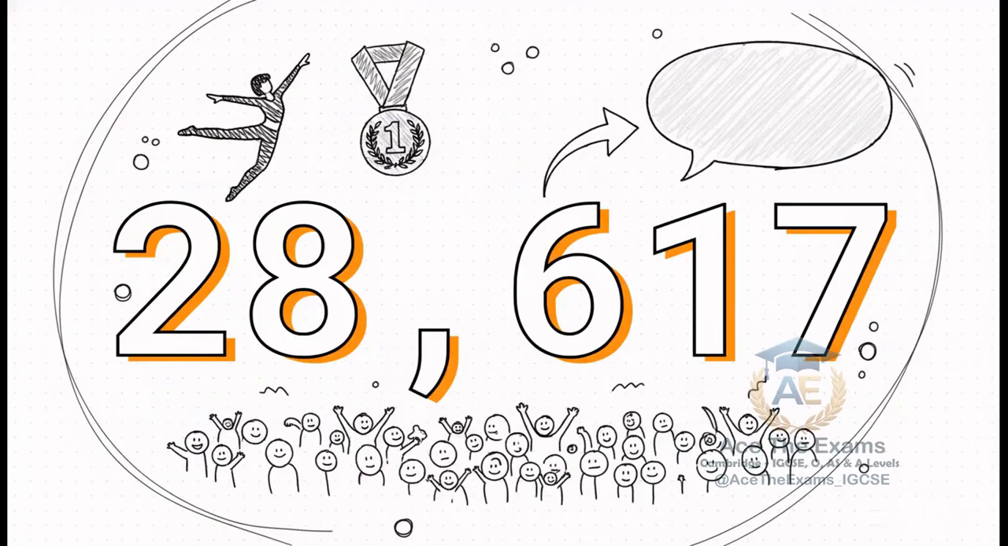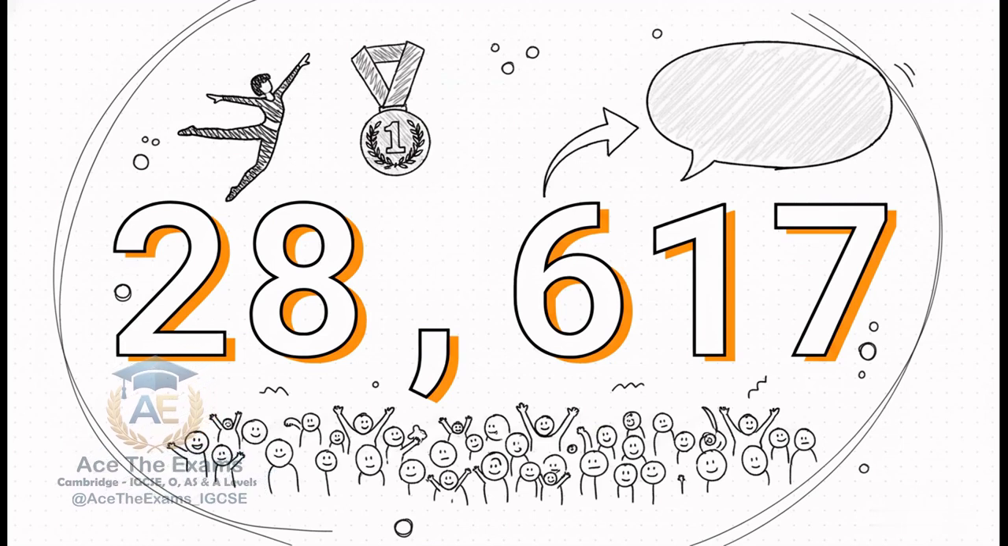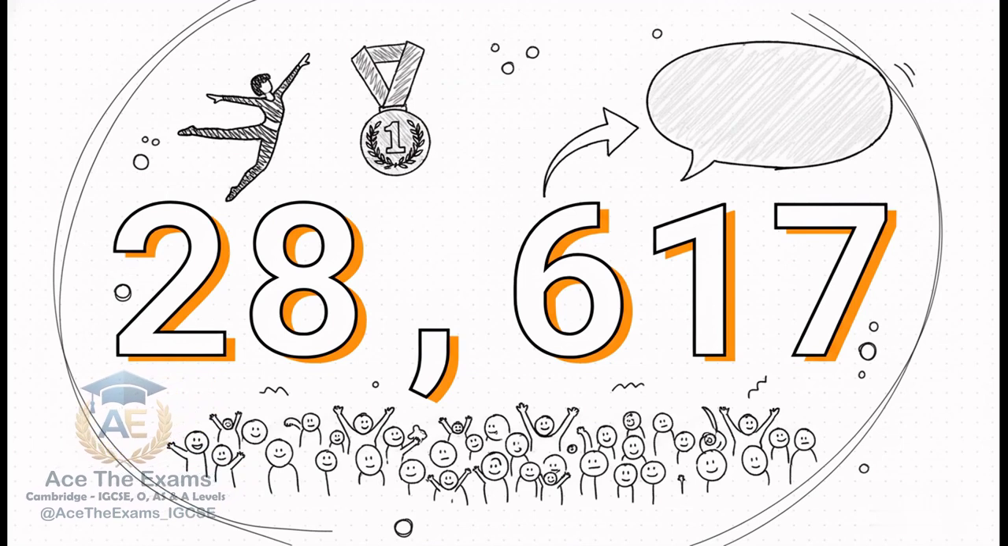Moving right along to Section 2, the rules of rounding. Look at this number on the screen, 28,617. When you're dealing with massive real-world situations, exact numbers like this are rarely reported because they actually obscure the main takeaway. Imagine this is the number of people attending a massive international gymnastics competition.